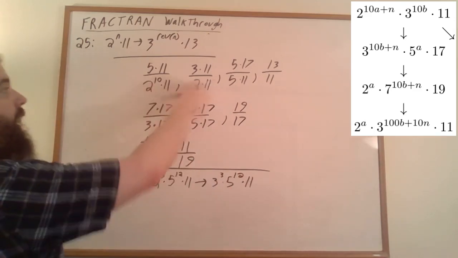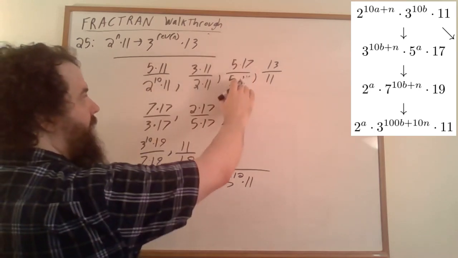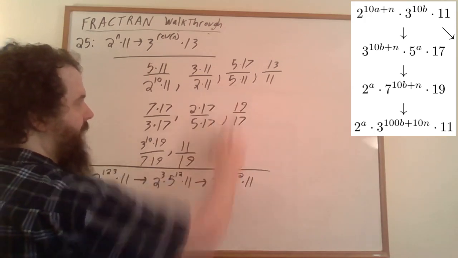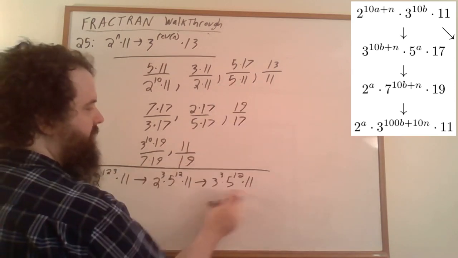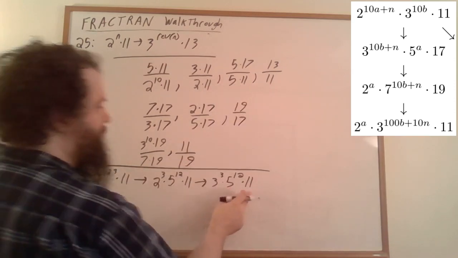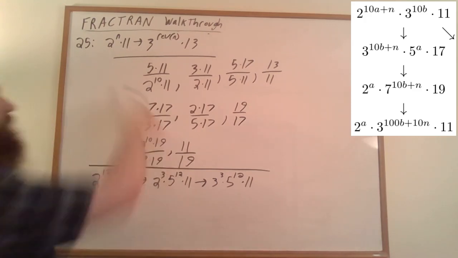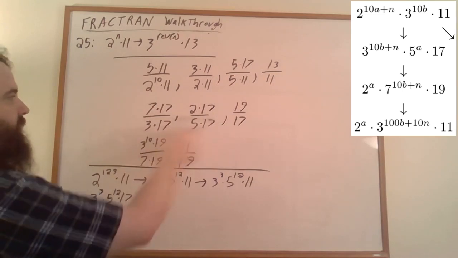Now, we can't apply either of these fractions because there isn't a 2 left, so can we apply this fraction? Well, there's a 5 present. This is divisible by 5 times 11, so we can apply this fraction. I'm going to replace the 5 times 11 by 5 times 17. So now we can't apply any of these fractions because there's no 17, so we start off here.